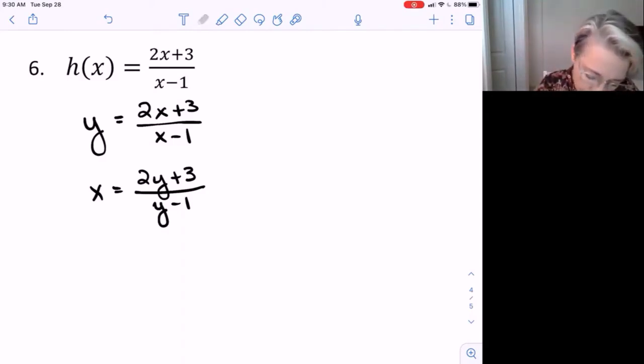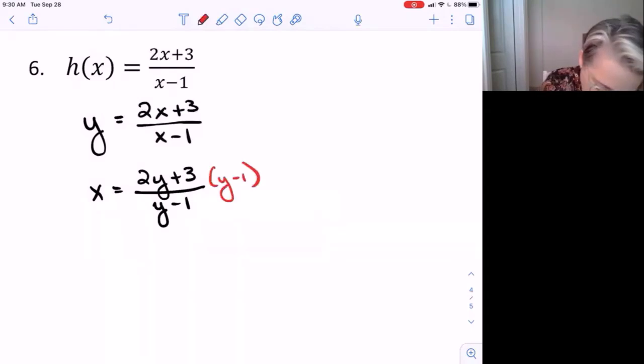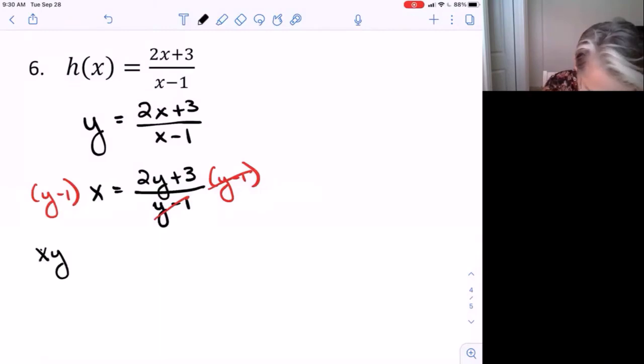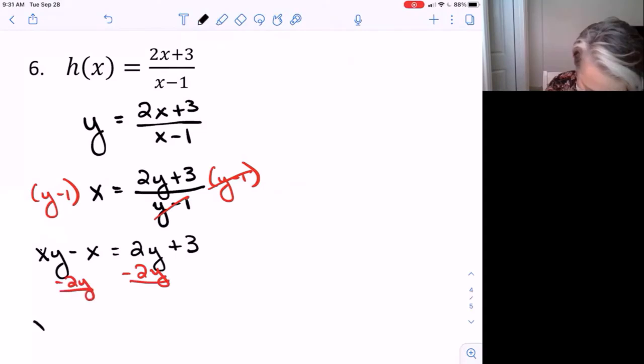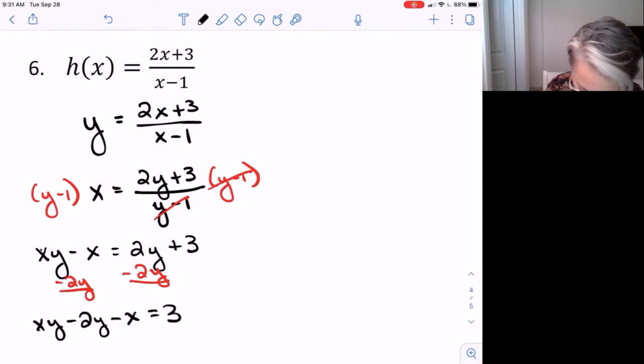We're going to clear this fraction by multiplying both sides by y minus 1. We're going to distribute the x, so we get xy minus x equals the 2y plus 3. But remember, we're trying to get y by itself. So get all of the terms with y together, and then all the terms that don't have y together. So let's move the 2y to the other side. So we're going to subtract 2y from both sides. That gives us xy minus 2y minus x equals 3.